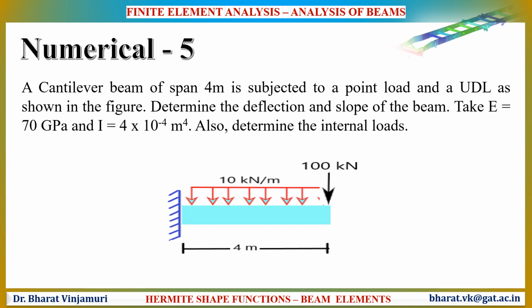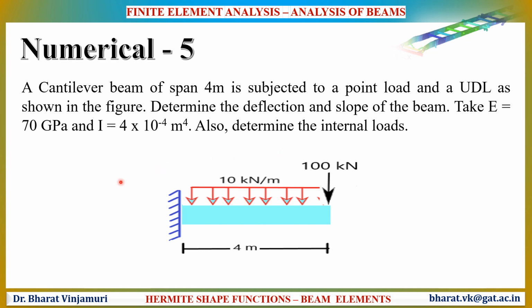Let us consider the following example. A cantilever beam shown in the figure is subjected to a uniformly distributed load as well as a point load. A point load of 100 kN is applied at the free end of the beam as well as a uniformly distributed load of 10 kN per meter is applied over the entire structure. The Young's modulus as well as moment of inertia is given in this example. We need to determine the deflection and slope of the beam. Also, we need to find the internal loads.